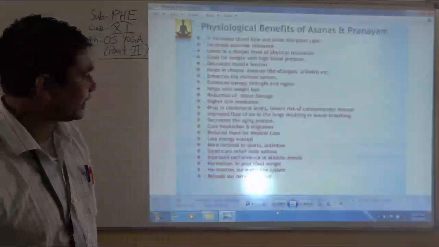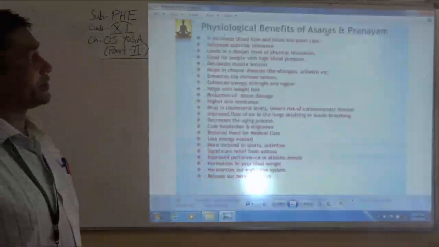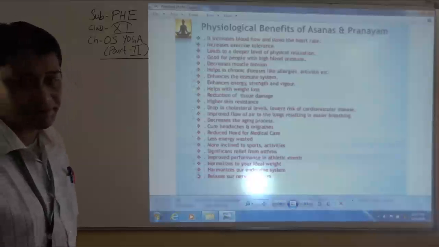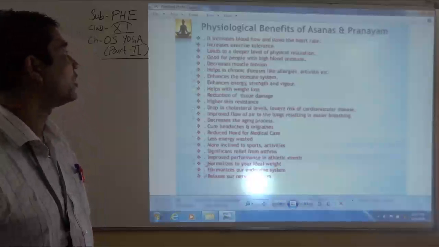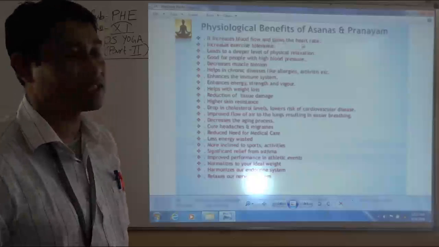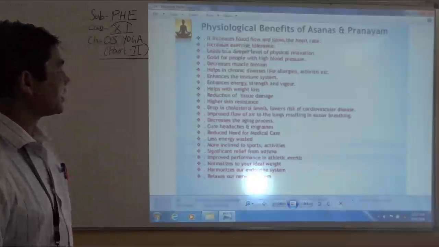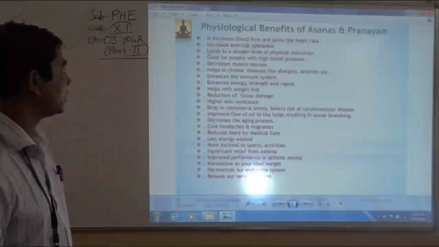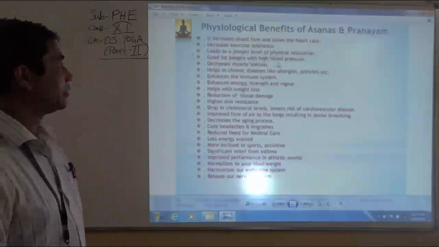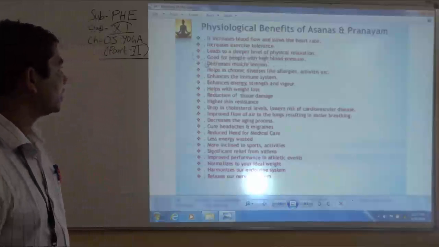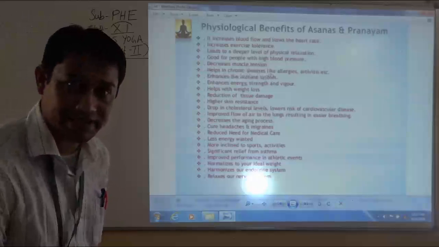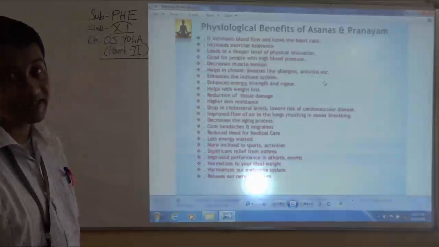Moving ahead, students. Next, we are going to discuss the physiological benefits of asanas and pranayam. So, I have listed out several benefits. Let's see one by one. The first one is it increases blood flow and slows the heart rate. It increases exercise tolerance, leads to deeper level of physical relaxation, good for people with high blood pressure. It decreases muscle tension also, helps in chronic diseases like allergies and arthritis, etc.